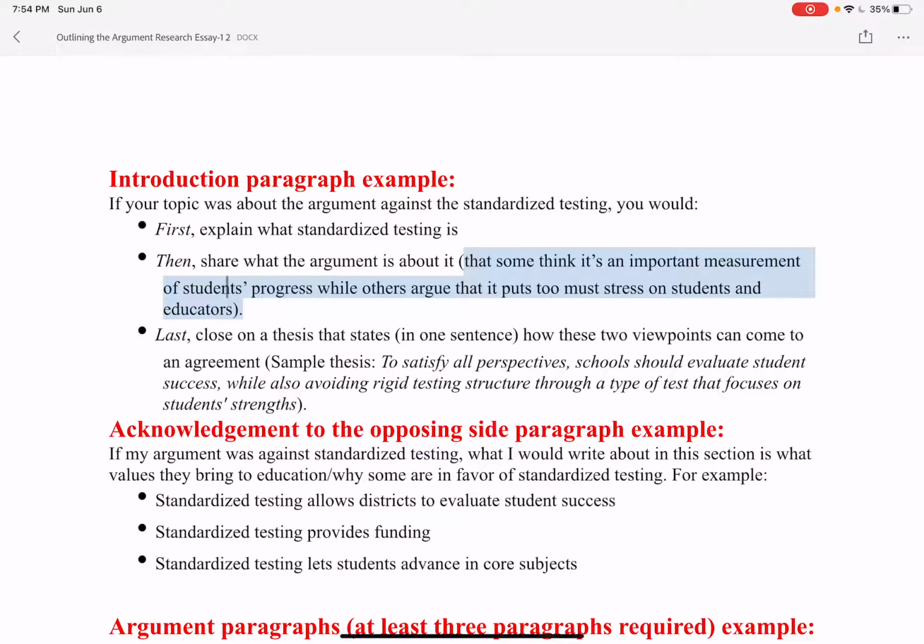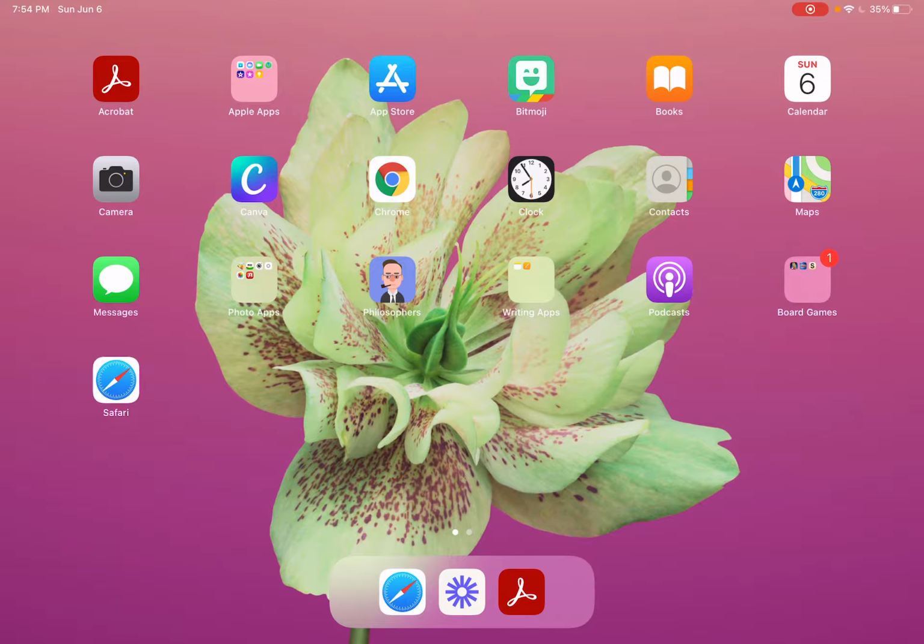So that's just me kind of introducing that there are different conversations going on about this topic. But I can't end there, right? Because that sounds more like an informative research essay. So I want to close on a thesis that states my middle ground, how I think these different perspectives can come to an agreement about standardized testing. And that would be my thesis statement. So I'll go back to that thesis statement in just a second. But to summarize, that would be my introduction paragraph, should I have chosen that as my topic.